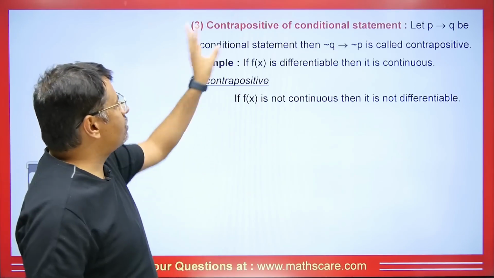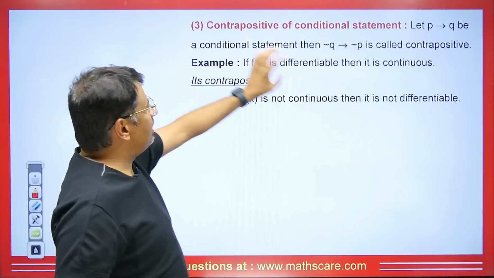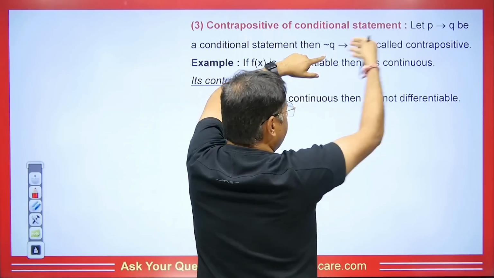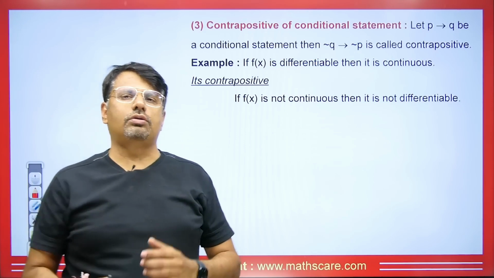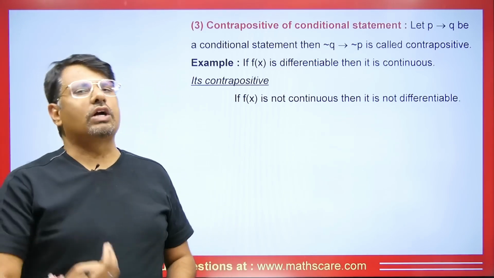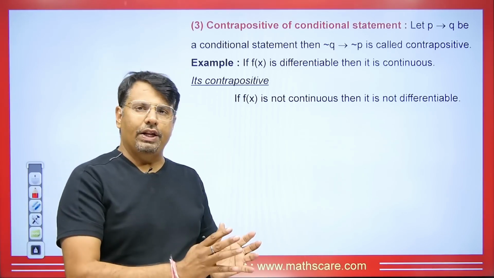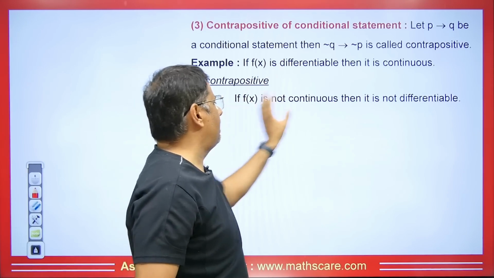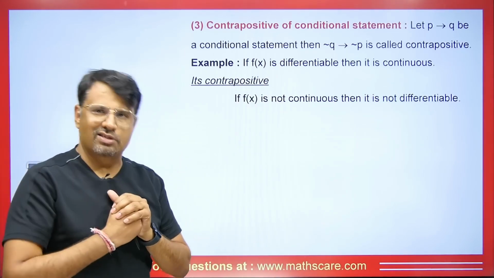Now let's discuss what is the contrapositive of a conditional statement. If we have P implies Q as a conditional statement, then the negation of this will be opposite. Negation of Q implies negation of P is called a contrapositive. Think of it this way. In real analysis, we learned that if a function is differentiable, then it is continuous. So the contrapositive of this would be: not continuous, not differentiable. Okay? It will be opposite: not continuous, not differentiable. So this will be its contrapositive, right? So you have to keep this in mind.